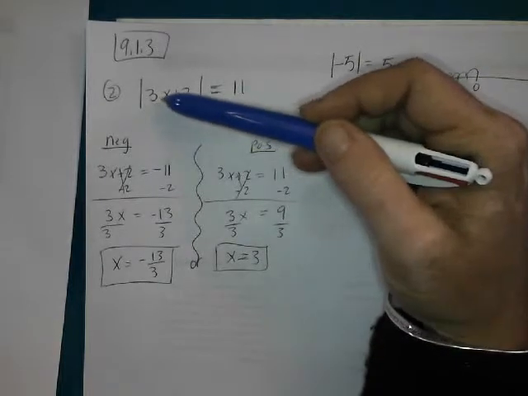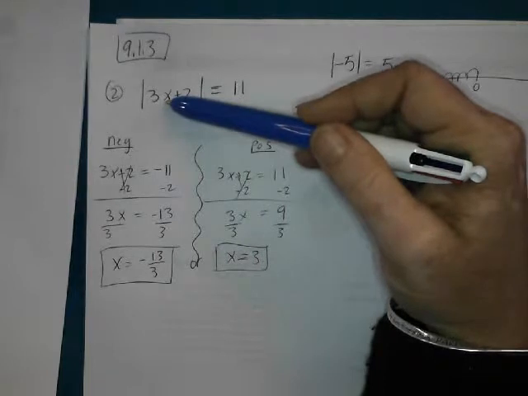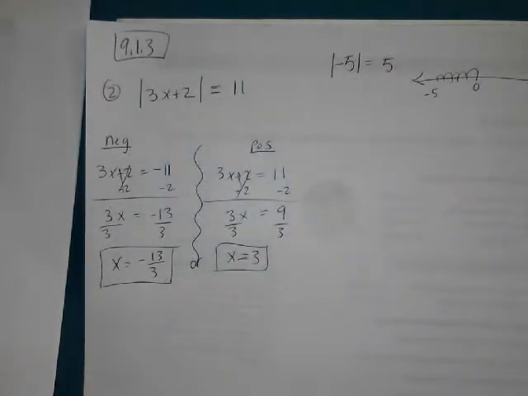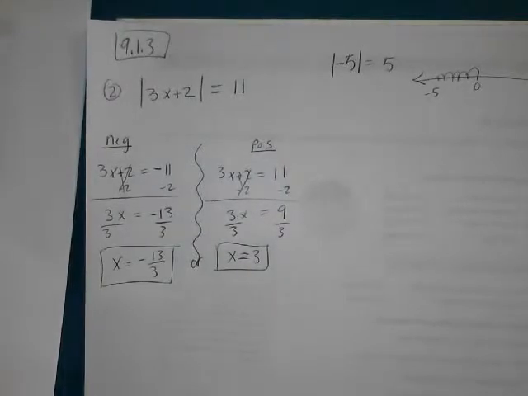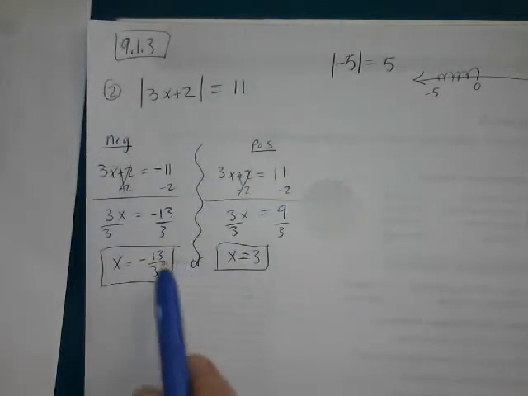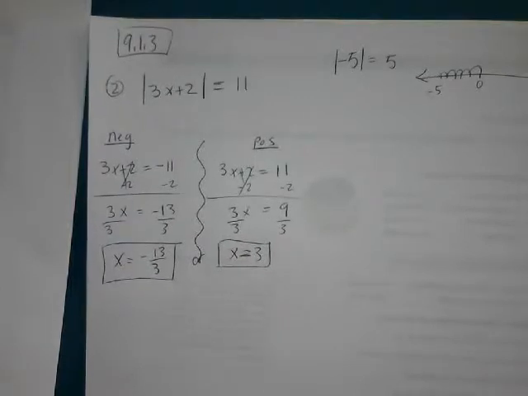If I put negative 13 thirds right there for x, the 3's cancel out and I'd have negative 13 plus 2. Well, that's negative 11, and the absolute value of negative 11 is 11. So you can always check these. The answer was negative 13 thirds or x equals 3.